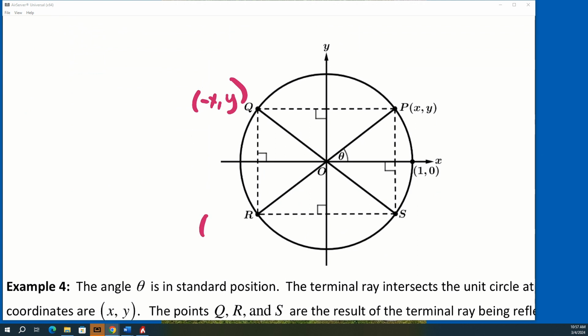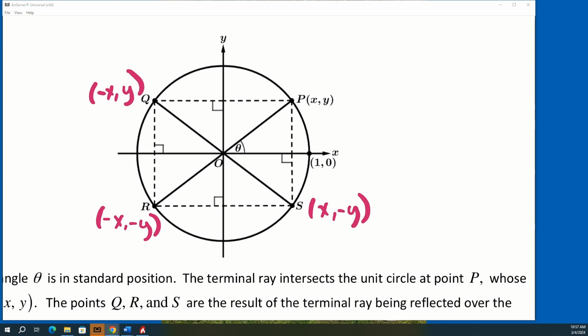All right, and then R, we're reflecting across the origin. So it would be negative x and negative y. And then S, we're reflecting across the x-axis. All right, and so this question is asking us, for each of the following expressions, determine which label point intersects the terminal ray at those angles.